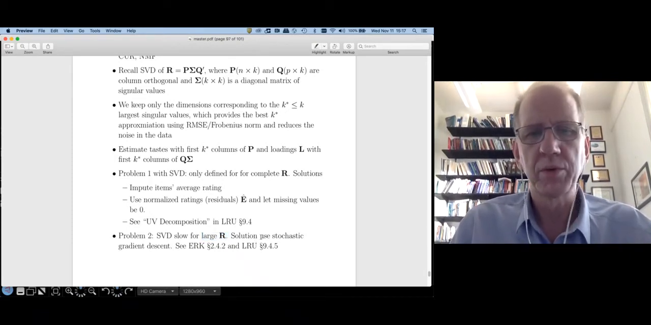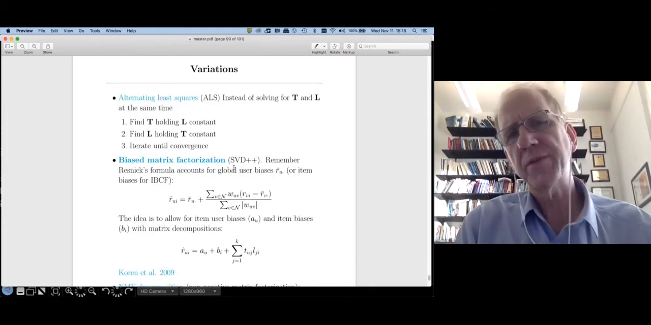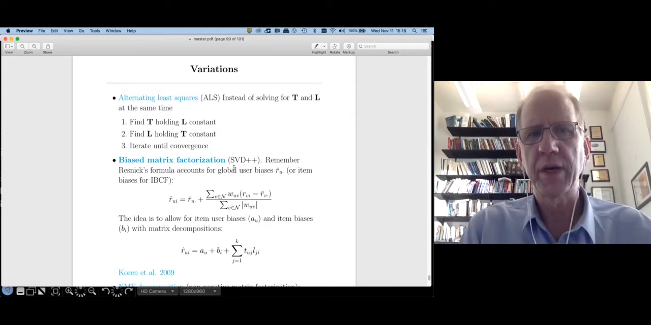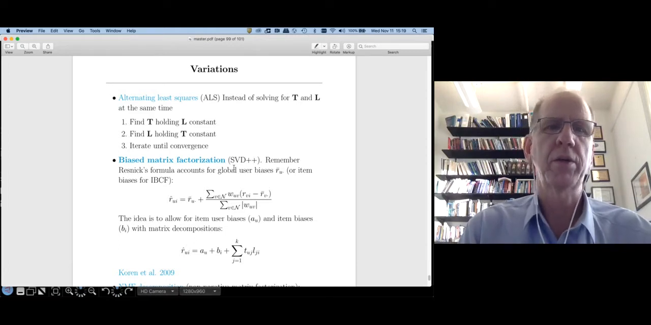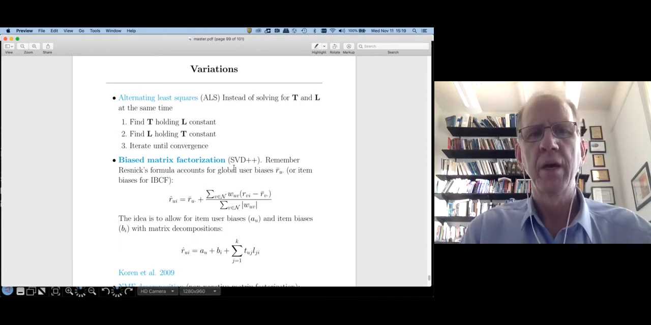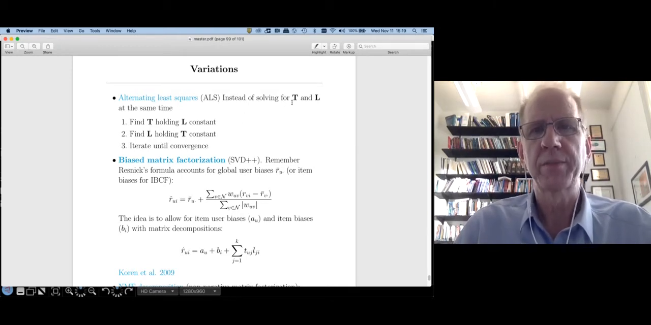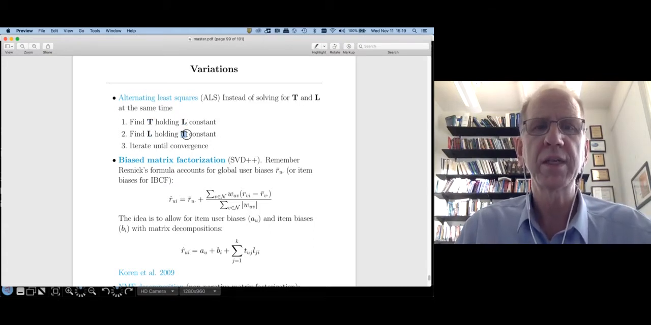So that's another approach that will get used. There are a lot of different variations of how to estimate this. One of them, which is available in both R and Python, is called alternating least squares. Instead of finding the SVD, what we do with ALS is to switch between estimating T with L constant and then estimating L with T constant.